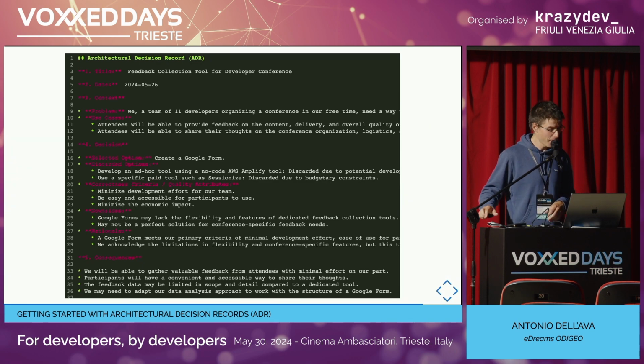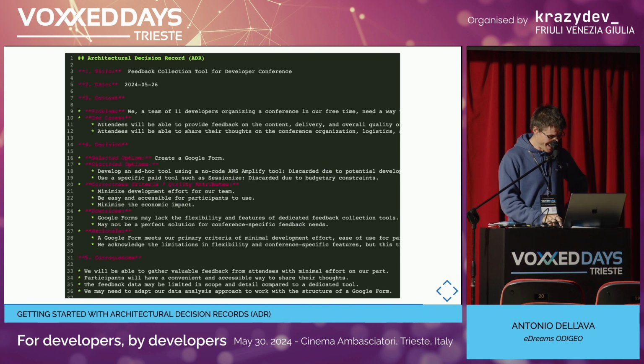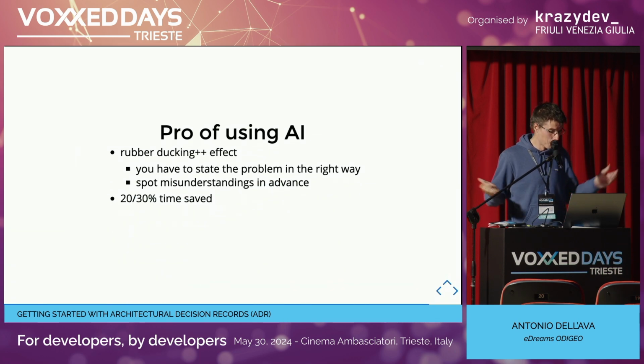Okay, and the funny part is that when I tried to provide feedback on the conference, they actually did this with the Google form, and yeah, funny things. So, a pro of using the AI: I think you save the editorial effort, which can be quantified at 20 to 30% of the time that a good idea needs.